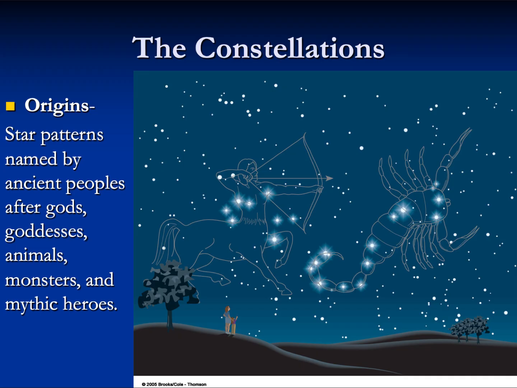Now, so far, I've mentioned a few constellation names, but let's talk about where these names come from. Many of these star patterns were drawn by people long ago after their gods, animals, and heroes. Some of the pictures you see make sense, others not so much. Here you see two constellation drawings, Scorpius the Scorpion and Sagittarius the Archer.